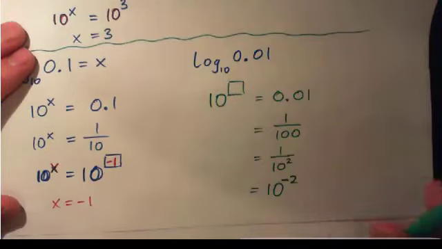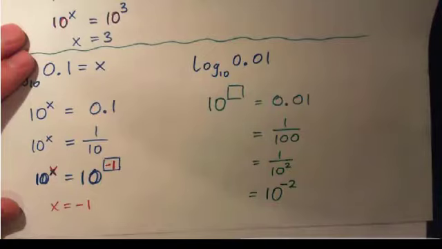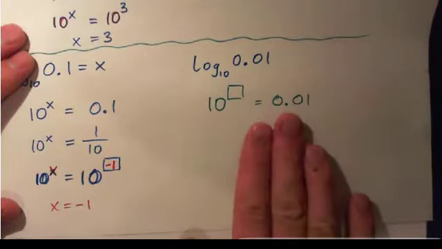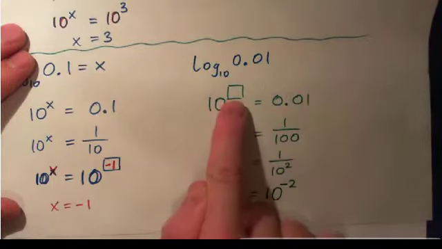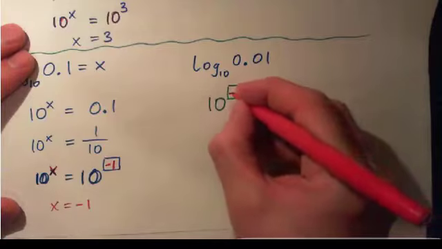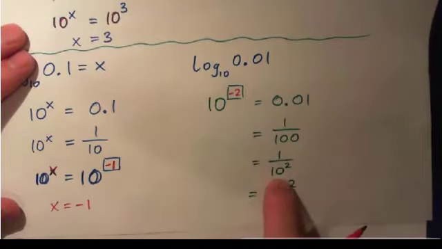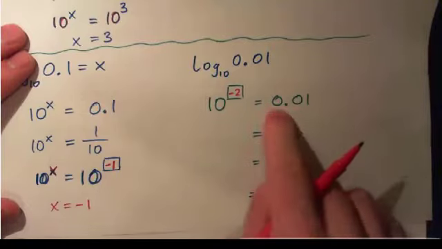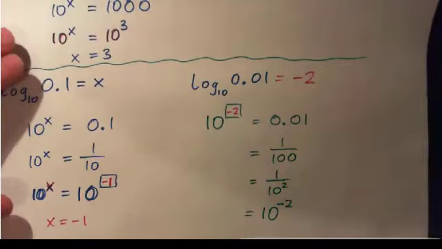So the answer is that the question was what is log base 10 of 0.01? So you're saying 10 to the power of what gives 0.01? Well, 10 to the power of negative 2 gives 0.01 because it's 1 over 10 squared, which is 1 over 100, which is 0.01, right? So the answer is negative 2 on that one.